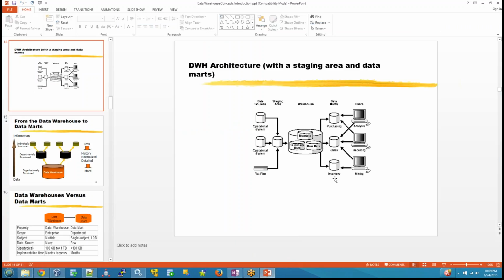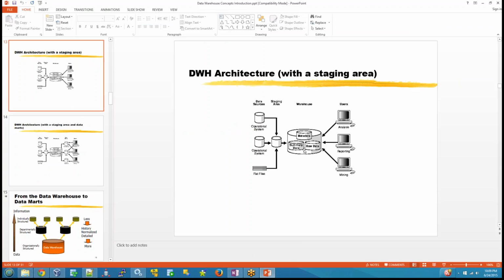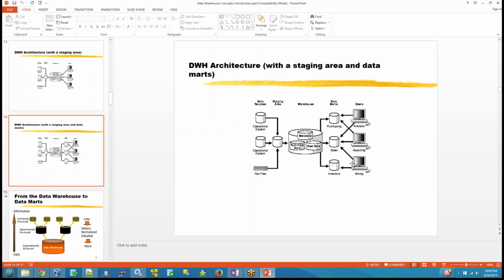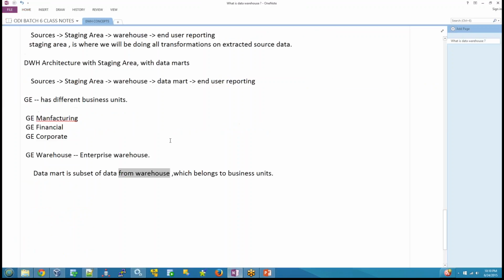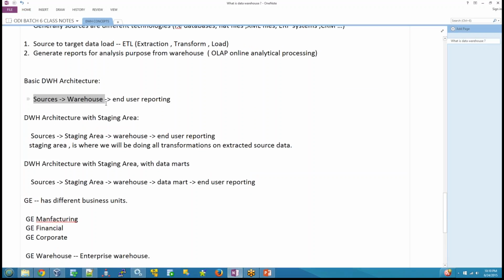like a purchasing department or a sales department or inventory department. So in this diagram there is no data mart. In this way we can create only a warehouse, without any data mart or business-specific data. Here we can further create a data mart, which is a subset of your warehouse, where people can generate a report from that particular business unit only. That's why we have seen 3 types of architectures. One is the simple one, source to warehouse directly, then source to staging area to warehouse, and from the warehouse end users will do the reporting.